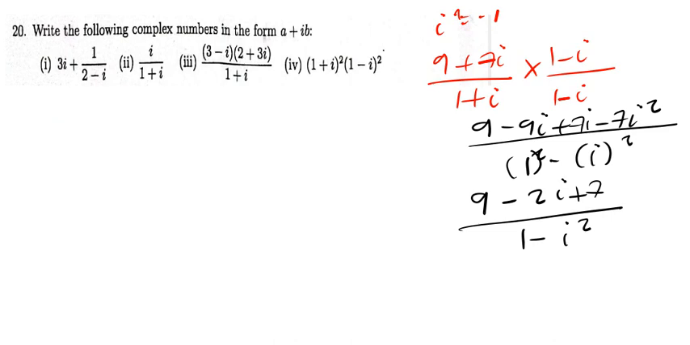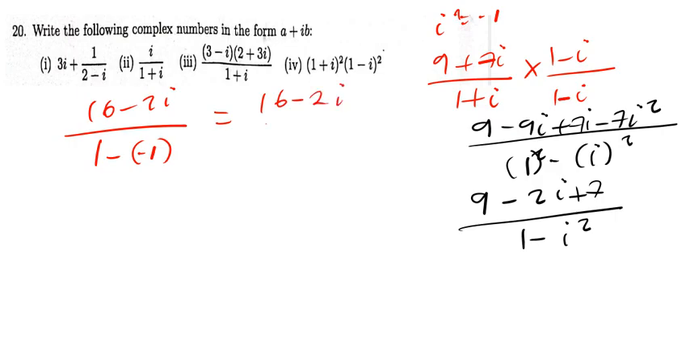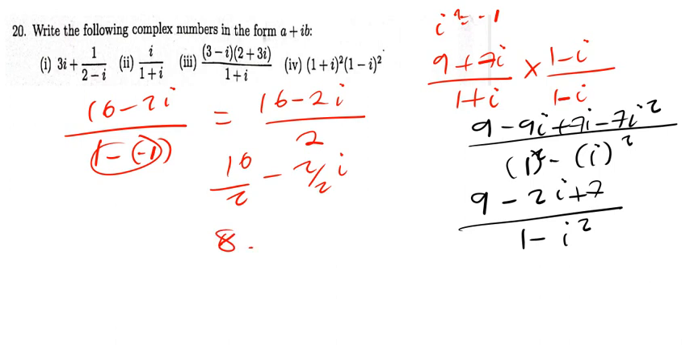So 9 plus 7 is 16, minus 2I, divided by 1 minus negative 1. So 16 minus 2I divided by 2, because this is going to be plus. 16 over 2 minus 2 over 2 I. 2 into 16 is 8, 2 into 2 is 1, so 8 minus I. This is the answer. So the one who was asking, you have seen now that there is minus, but here there is plus. So this is still okay.